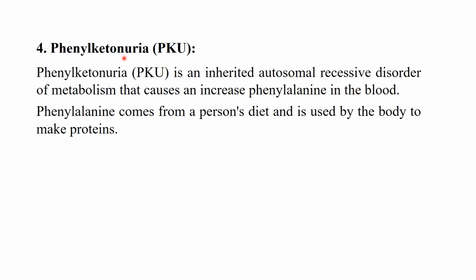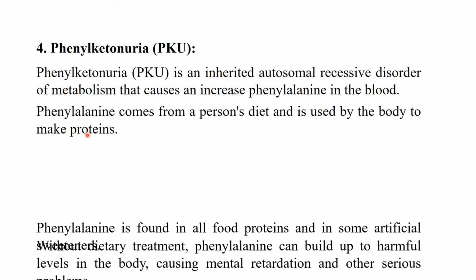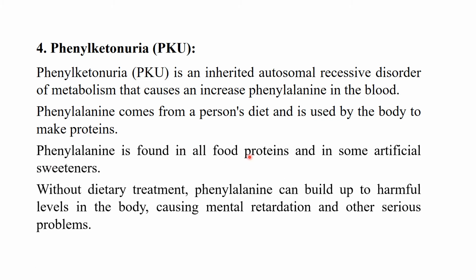Phenylketonuria. Phenylketonuria, that is PKU, is an inherited autosomal recessive disorder of metabolism that causes an increased phenylalanine in the blood. Phenylalanine is an amino acid. It is mainly present in our diet. Phenylalanine comes from the person's diet and is used by the body to make proteins. It is a part of the protein. Phenylalanine is found in all food proteins and in some artificial sweeteners.